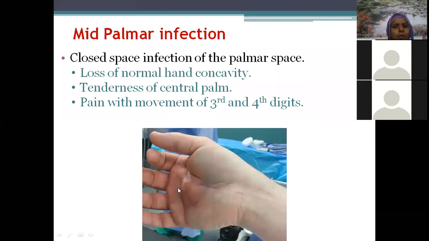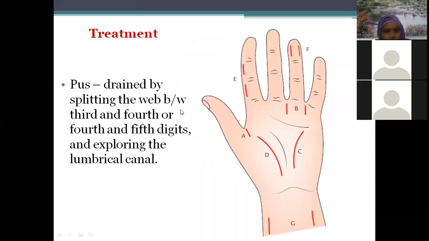Normally our hand has a concavity, right? But in this case it will be opposite. It will be swollen, and there will be pain on touch. Pain on touch is called tenderness. Of course, we know that the extension diverticula are towards the 3rd and 4th digits. That's why the person will not be able to flex them easily. There will be pain. Then how to drain it? See, beta, this is the C area.